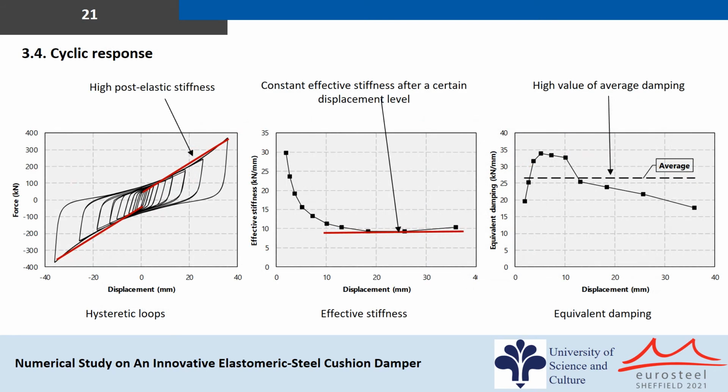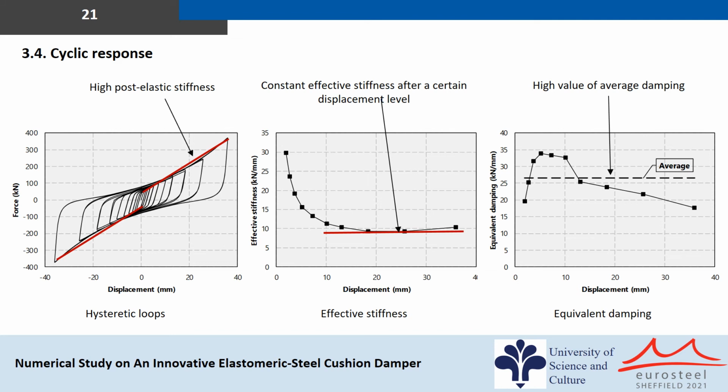Now, the analysis is conducted using Abaqus software. The cyclic response of the finite element model is shown in this slide. The left figure shows the hysteresis loops. The vertical axis is force and the horizontal axis is displacement. The ESC hysteresis loop is wide and symmetric with good post-elastic stiffness. There is no degradation in stiffness and strength of the damper.